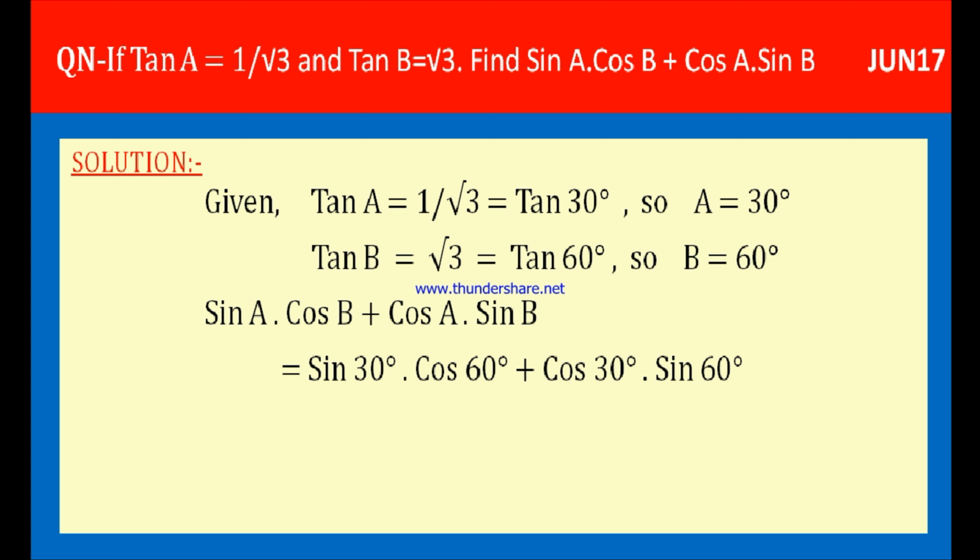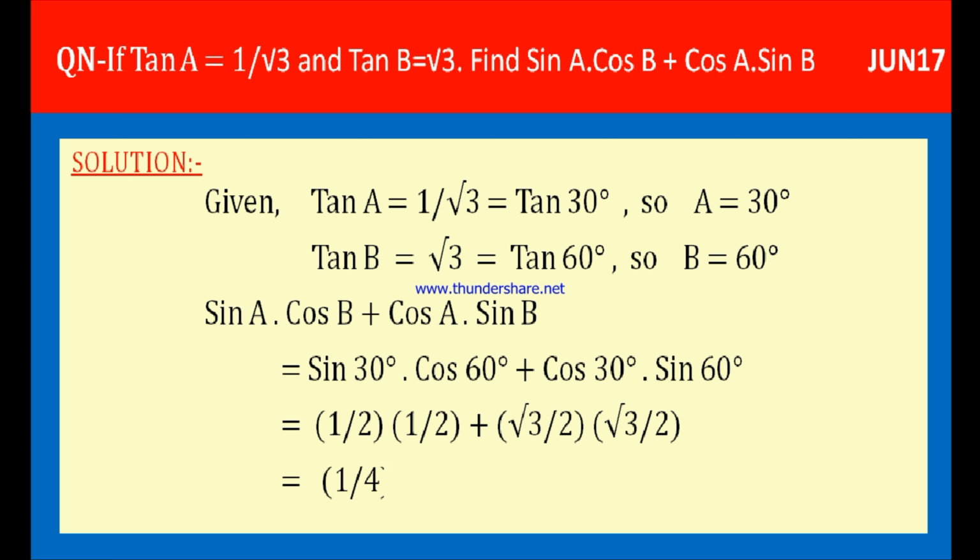Now substitute these values from the table, where sin 30 degrees is equal to 1 by 2 and cos 60 degrees is also 1 by 2, plus cos 30 degrees is root 3 by 2 into sin 60 degrees is also root 3 by 2.